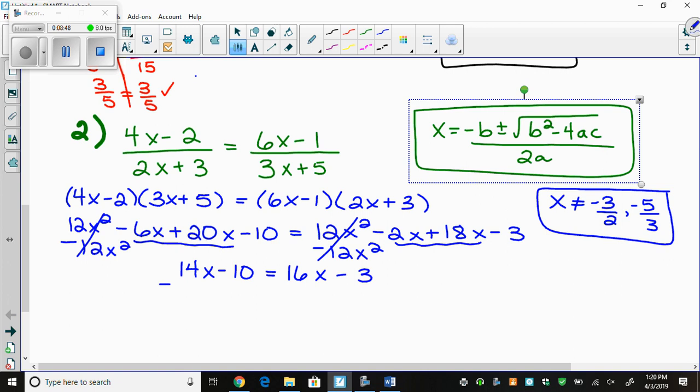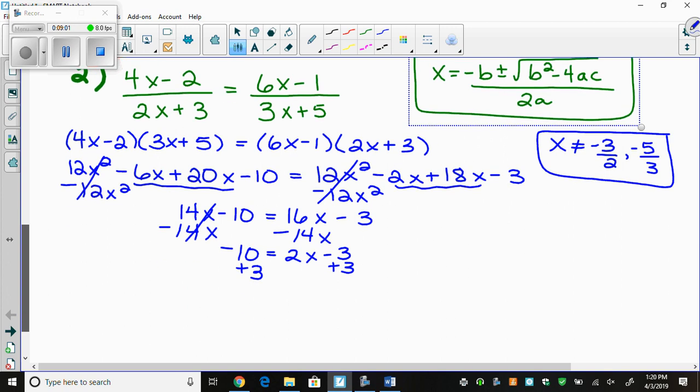Then pick a side. I'm going to move this over. Minus 14x. Negative 10 equals 2x minus 3. Add 3. Negative 7 equals 2x. Divide by 2. X equals negative 7 over 2.